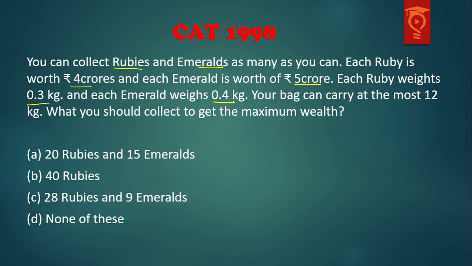So there are two ways I'll talk about it. One is the percentage way, which is not the agenda over here. We are discussing the equations method, but I'll still explain that in brief so that the advanced learners could benefit from that. So you see, one ruby costs 4 crores, one emerald costs 5 crores, one ruby weighs 0.3 kg, one emerald weighs 0.4 kg.